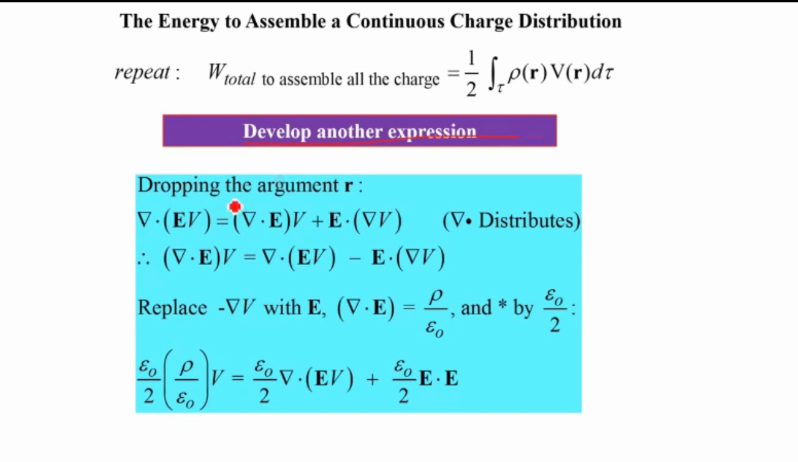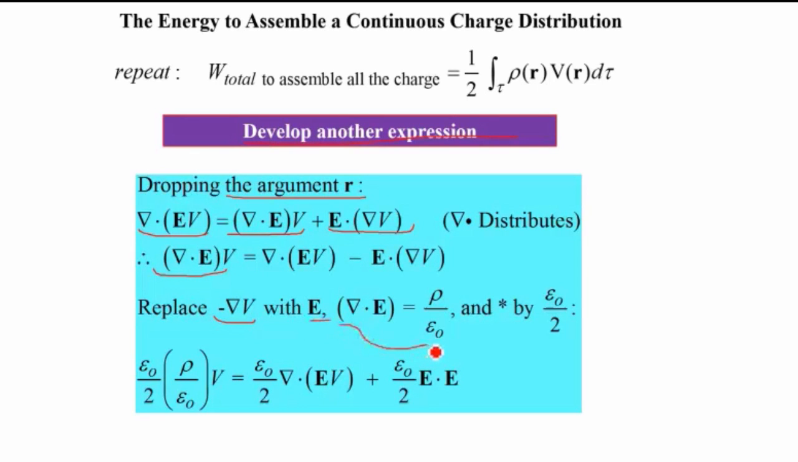I'm just going to drop the argument r to save writing. Let's start with the divergence of E times V. That's equal to the divergence of E times V, and then E times the gradient of V. The del operator distributes. We take this and solve it for this term right here, so we'll have this term minus this term. So that's what I have here. We're going to replace the gradient, so actually minus del V. Here's our minus sign, here's our del V. We'll replace that with E.